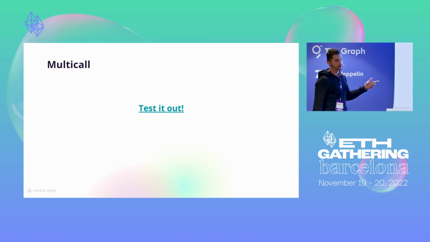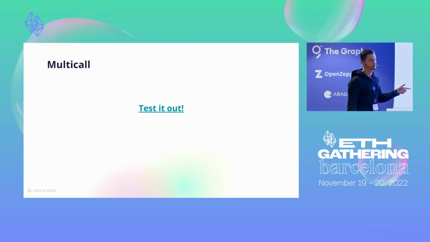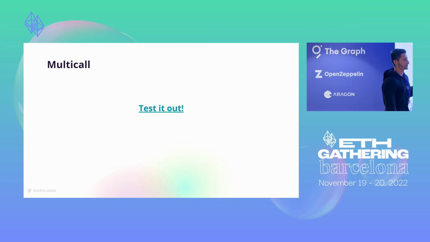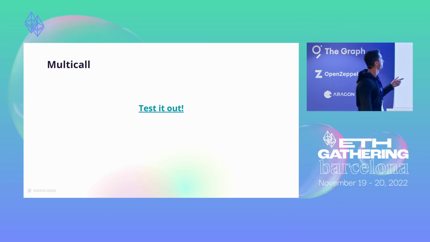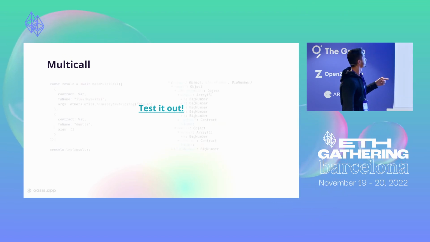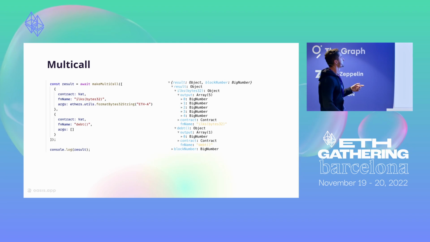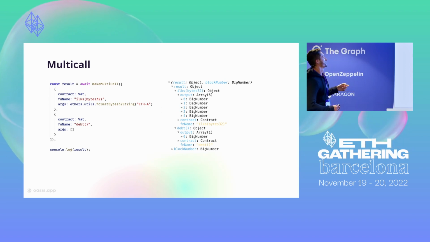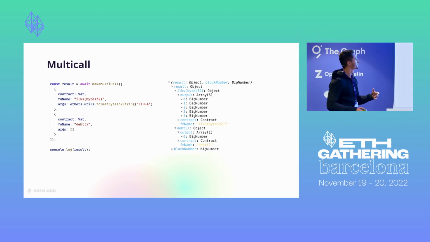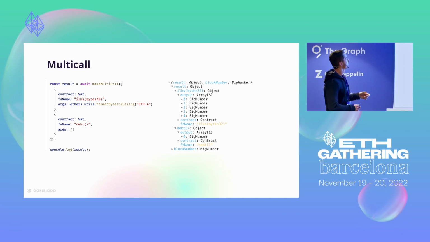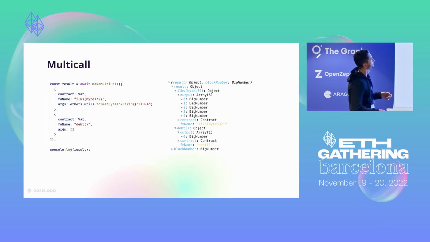I can share the presentation over there. There's a link to Code Sandbox with everything working. But basically, the usage of this function looks like that. You can just provide a VAT. VAT is like a core smart contract of the Maker. Call two functions like ilks, for example, and the debt with arguments. And over there, you will get back everything that you needed.